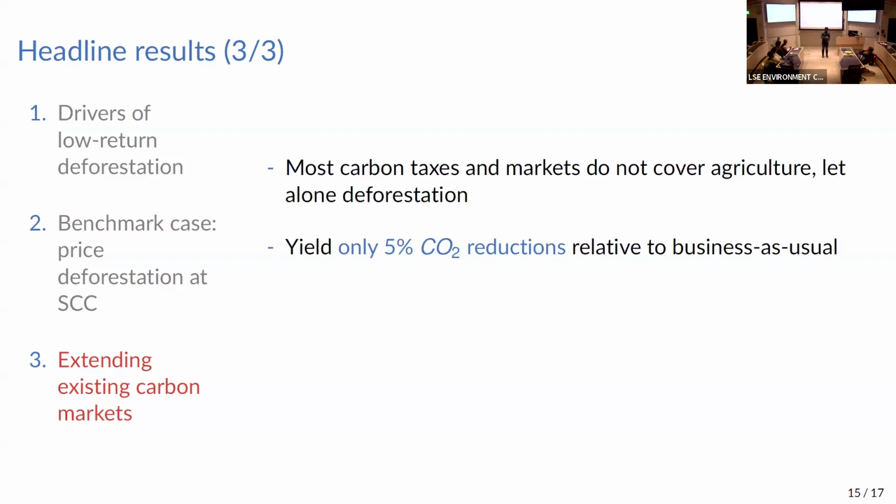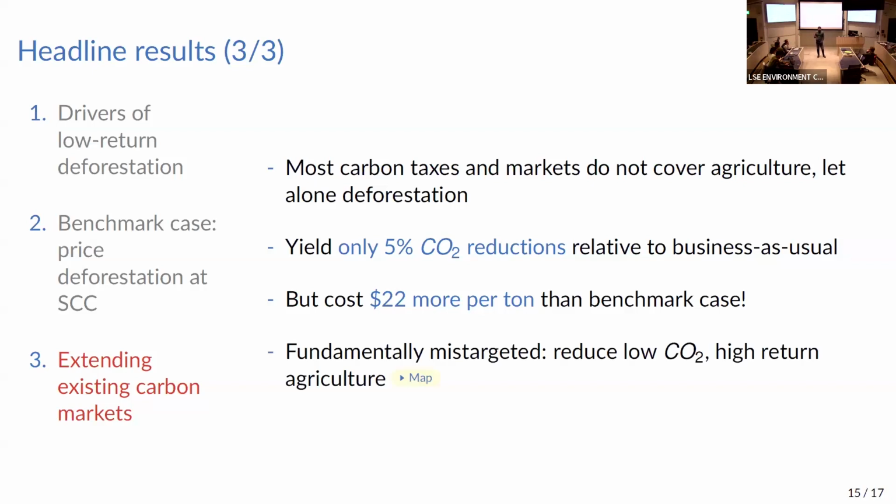If I take that current landscape of actual carbon taxes and markets, which have been applied to a number of industries rather than deforestation, and I apply them directly to deforestation, I find they yield only around 5% CO2 reductions relative to business as usual, but cost $22 more per ton than the Peruvian. So the idea here is that the current landscape of carbon ambition is potentially mistargeted for thinking about the deforestation problem. So there's huge gains from trade when we think about carbon policy in the deforestation space.